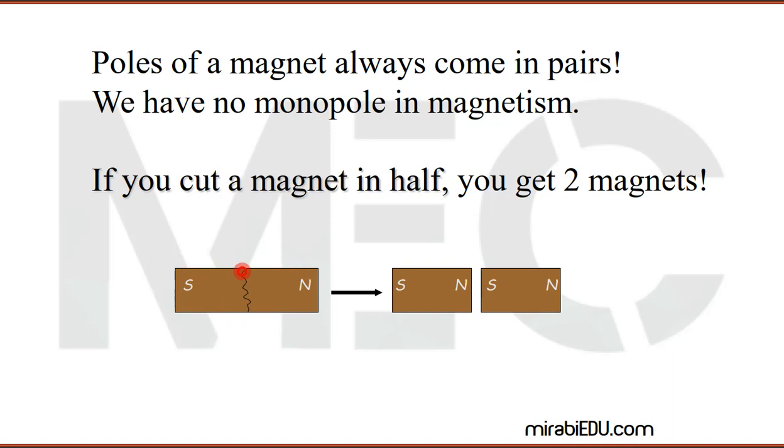For example, if you break a magnet into two parts, every part will be an SN magnet. So every part will have a south pole and north pole. If you cut a magnet in half, you get two magnets. So we cannot have monopole in magnetism.